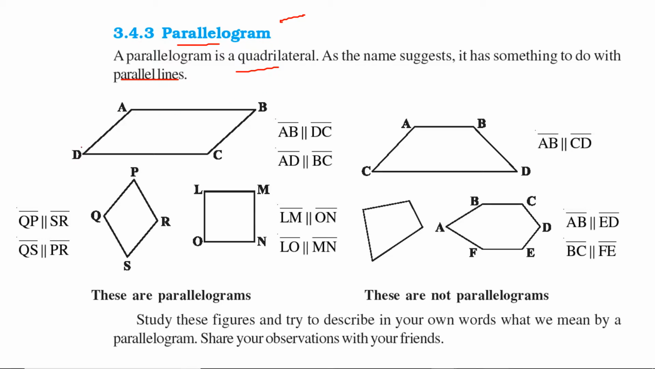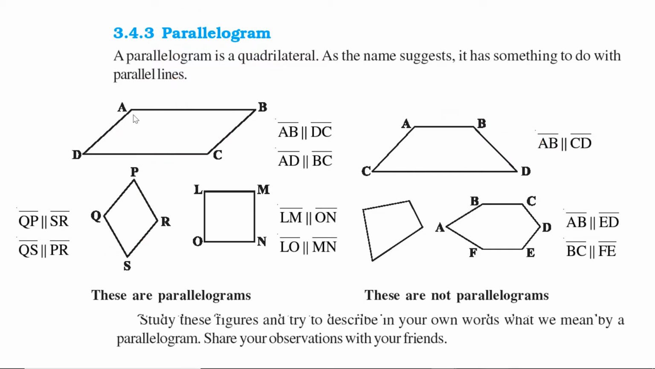In this we have A, B, C, D. See, this AB is parallel to DC, AD is parallel to BC. In this case, AB is parallel to CD, but these two are not parallel, so it is not a parallelogram. Opposite sides have to be parallel, right? This is parallel to this, this is parallel to this. That is how a parallelogram works. But there are certain more properties of parallelograms.